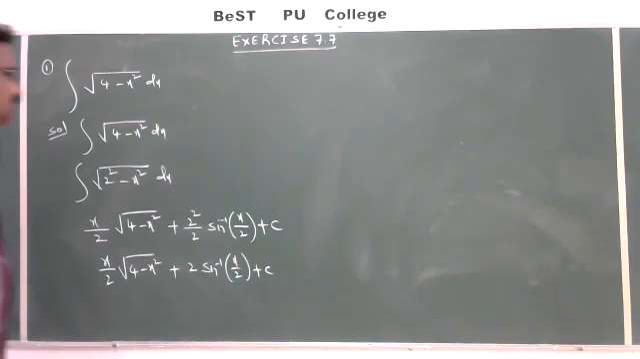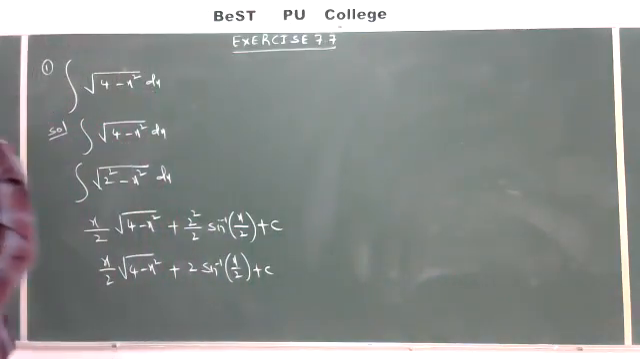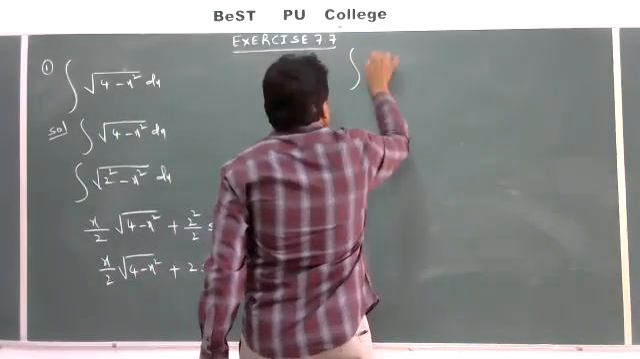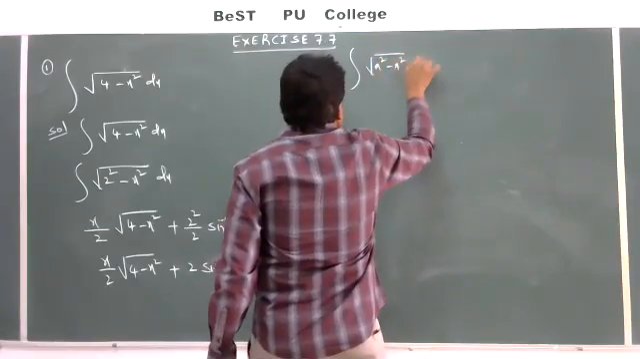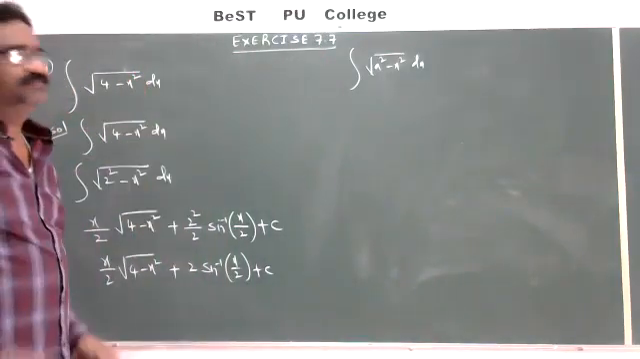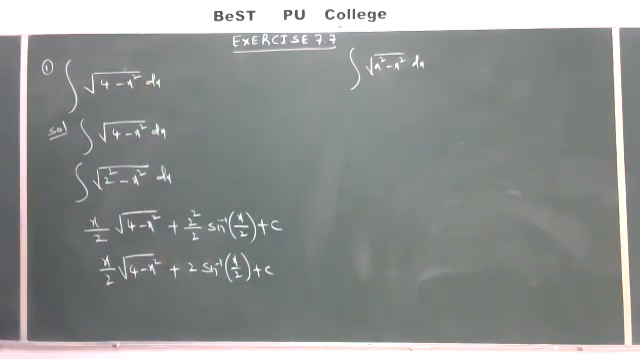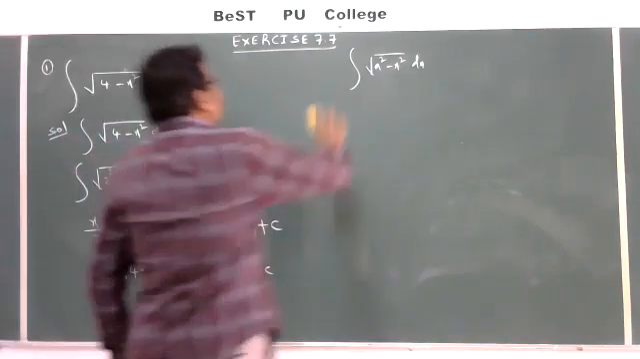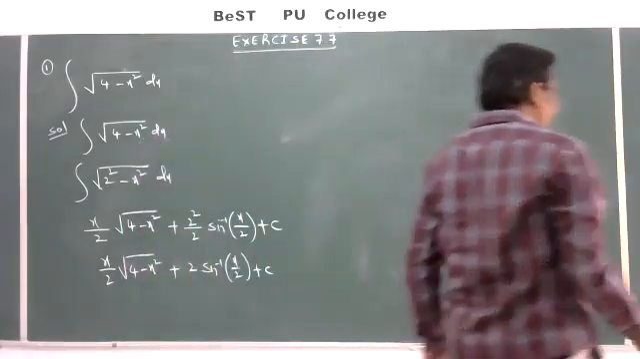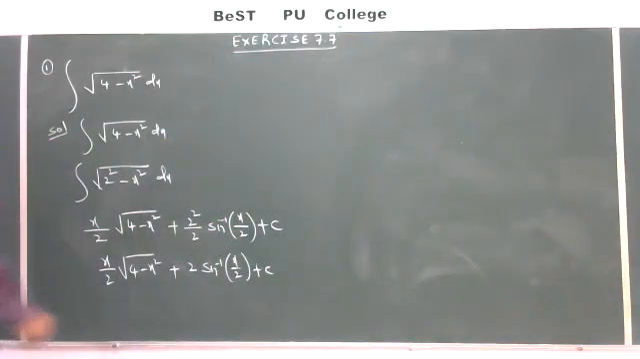Directly you can use the formula. For example, this problem is given attached to the theorems. If the question asks, prove the formula for integral root of a square minus x square dx and find the value of this, first we have to prove the formula, and after that do the problem using the same formula. In 5 marks, they ask this type of question. First they ask for the formula proof, then one problem attached to that theorem.